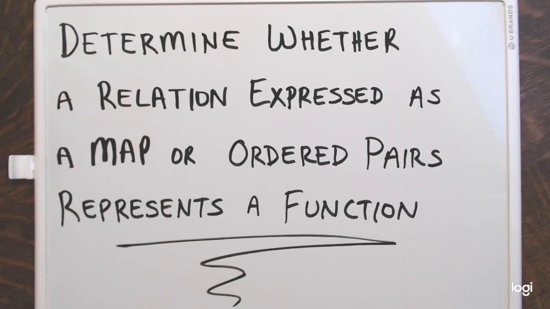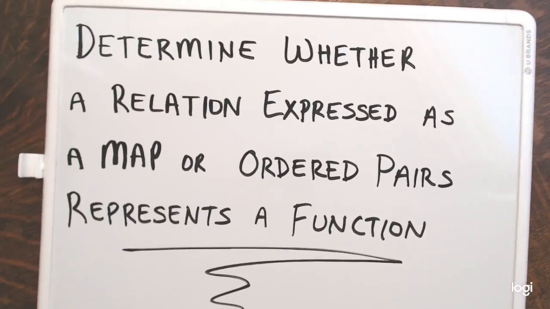We've been talking about relations. A relation is a correspondence between two sets, and we've shown how to represent a relation as a map, which is also known as a mapping or an arrow diagram, or as a set of ordered pairs, where you also see the relationships between elements of two sets. We'll see a couple examples of that in this video as well. And we're asked to determine whether or not a relation expressed as one of these represents a function. I'll talk about what that means in a second.